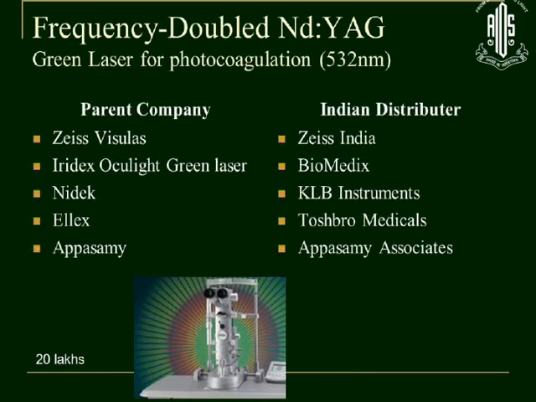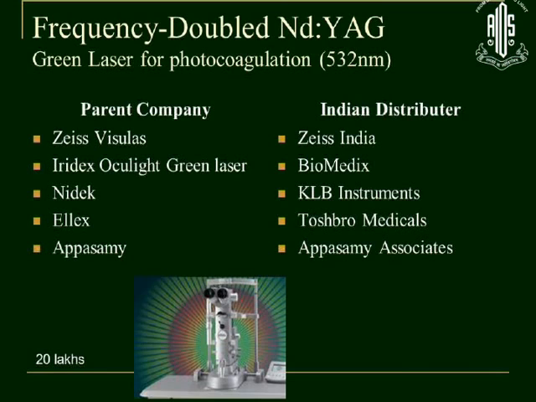Then you have frequency doubled YAG, lots and lots of them. I've just put in the ones which are more commonly quoted. The Zeiss Visulas from Zeiss, the Iridex Oculite Green Laser. This is probably one of the most common because when I asked across hospitals in Chandigarh, most people seem to have the Iridex Oculite. That's by Biomedics. But you also have the Nidec, the LX and the Appasamy. And the one that we have is the Oculite Green, and that's cost us 20 lakhs.